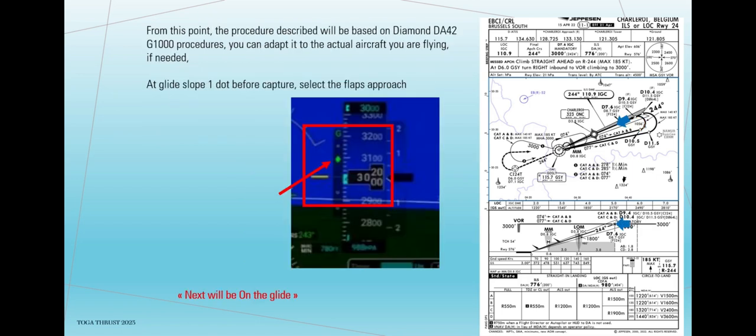From this point, the procedure described will be based on Diamond DA42 G1000 procedures. You can adapt it to the actual aircraft you are flying, if needed. At glide slope 1 dot, before capture, select the flaps approach. Next will be on the glide.